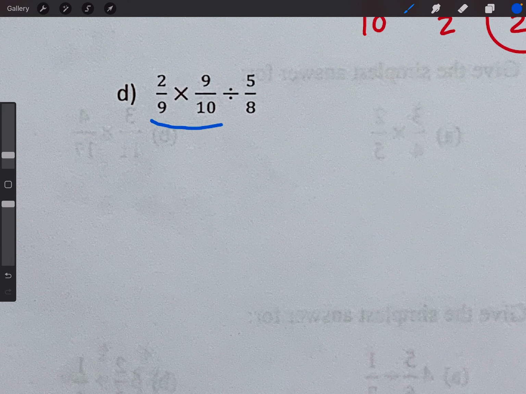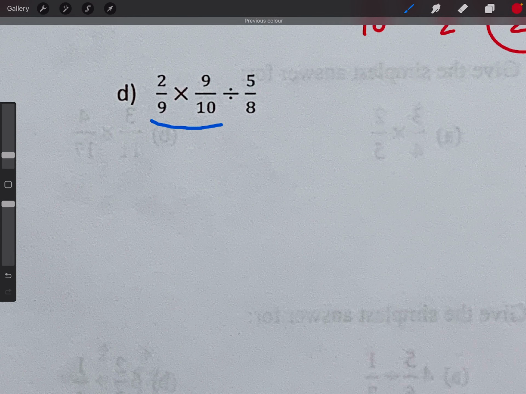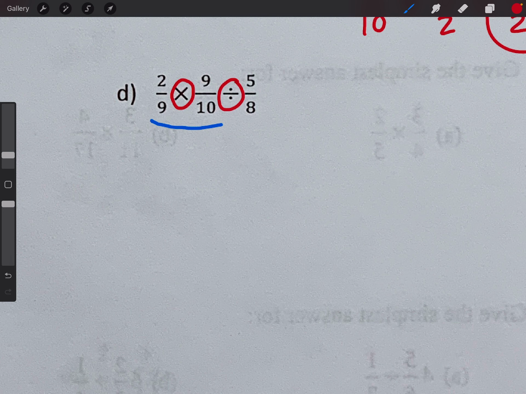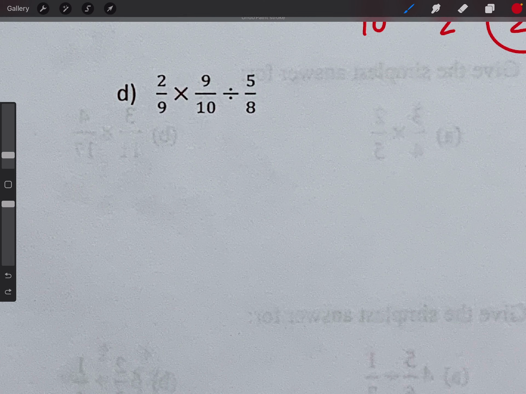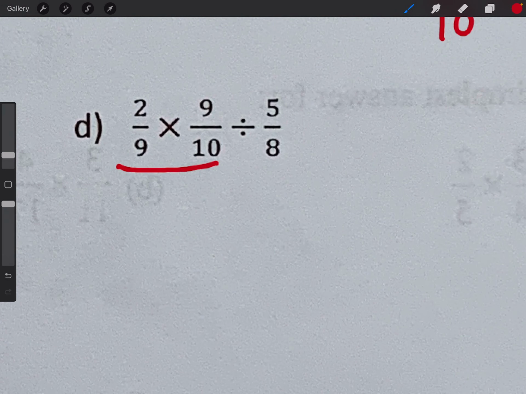So again, we do the first one. We start with the times, because we have times and divide, and they're both the same level of importance. So we go from left to right. We do the left first, and then we do the right side. So let's do this one first. Now I can see here this is a multiplication, and I can see that this one and this one can be divided by 9. Divided by 9, you get 1. Divided by 9, you get 1. I'm going to circle that.